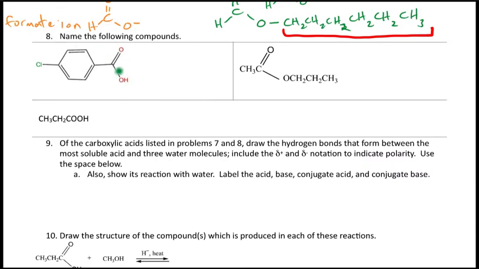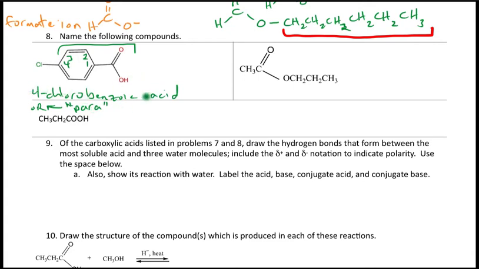Another aromatic compound that we found in this chapter was the benzoic acid. So it's this portion here. And, well, there's that di-substituted aromatic ring again. So I could say 4-chloro, that would work. Or I could also put para in the front there instead of the 4.